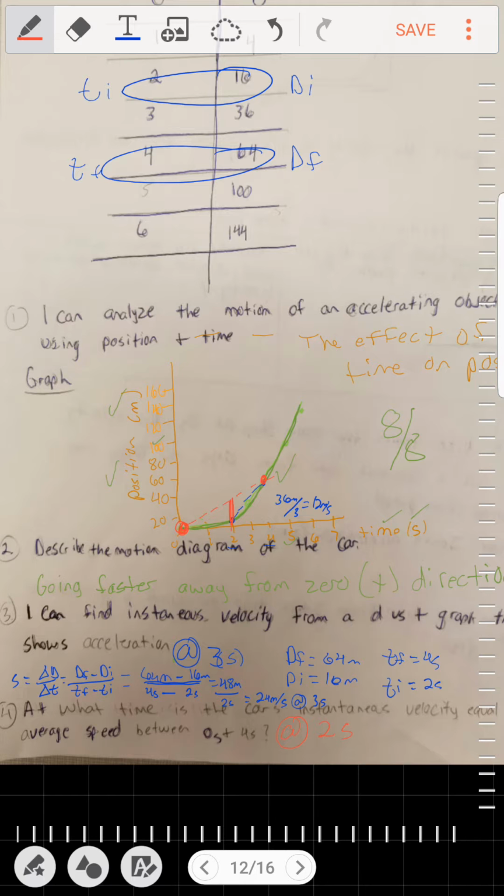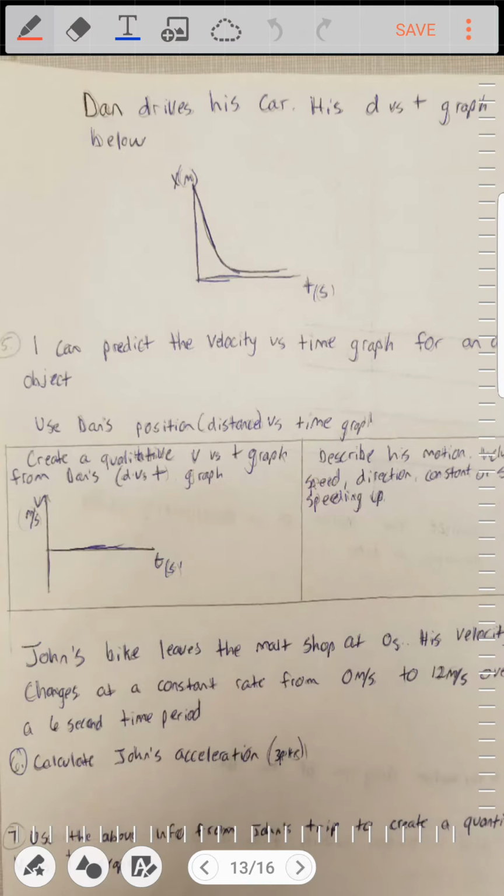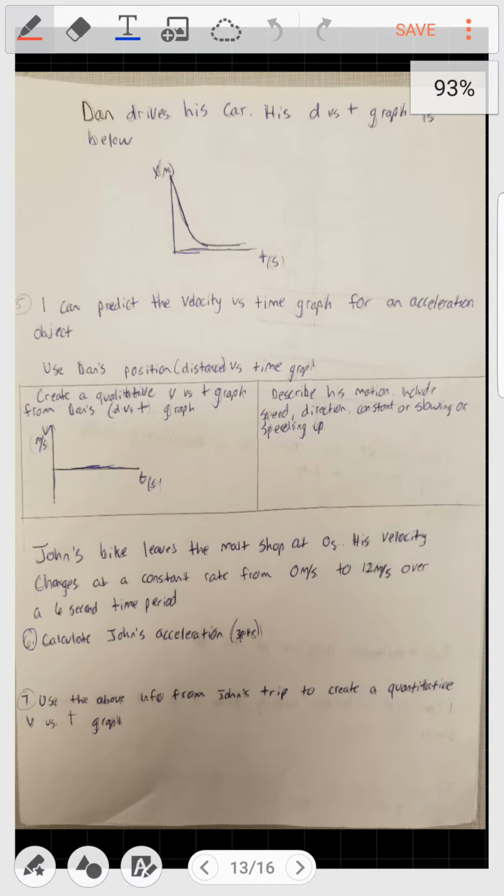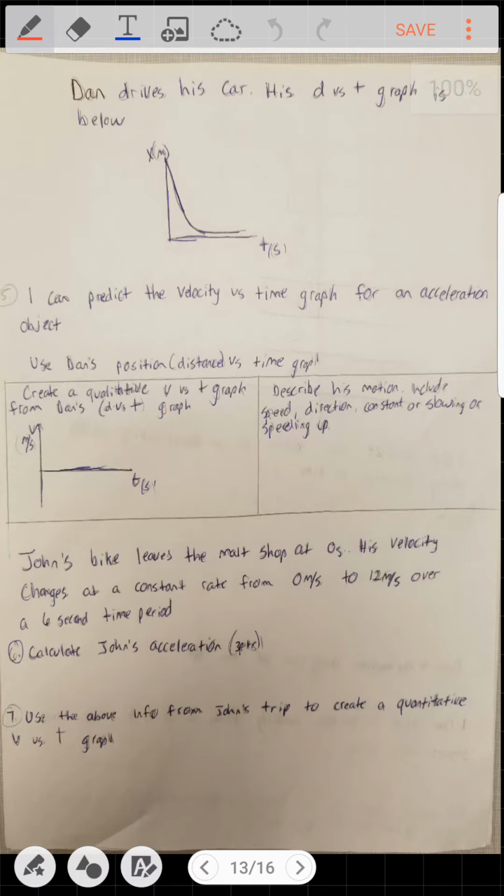Okay, let's go to the next set of questions. Okay, Dan drives his car. His distance versus time graph is below. So you'll be given another one that looks like this. It won't look exactly like this one right here. You'll have another one. So you need to learn all 4 of them. Remember, here are the ones that we've gone over in class. We've gone over if it looks like this. We've gone over if it looks like this. Well, let's make that bigger.